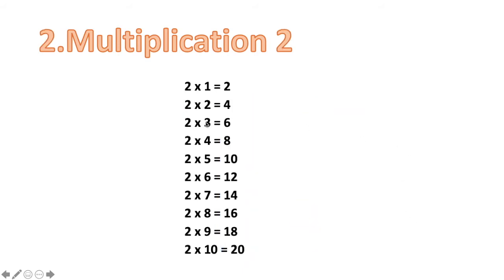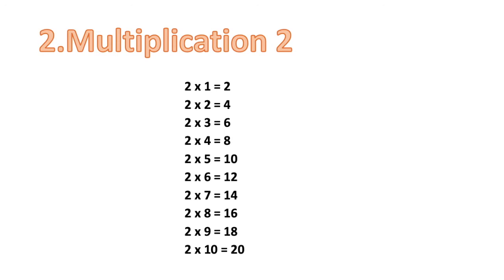Multiplication 2. So again, let's recite this. First one. 2 times 1 equals 2. 2 times 2 equals 4. 2 times 3 equals 6. 2 times 4 equals 8. 2 times 5 equals 10. 2 times 6 equals 12. I think I'm beginning to see a pattern here. It's all even numbers. Whoa, that's really cool.